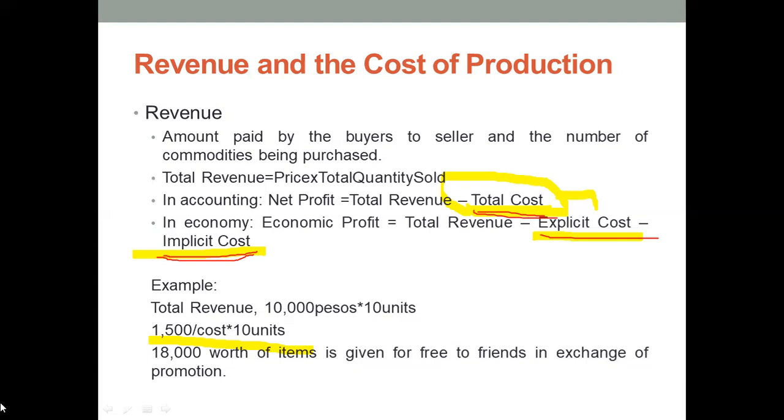So let's have a different example. For example, our total revenue is 10,000 pesos times 10 units. That means 10,000 is the price per unit, and the number sold is 10 units. So what is our total revenue? That would be 100,000.